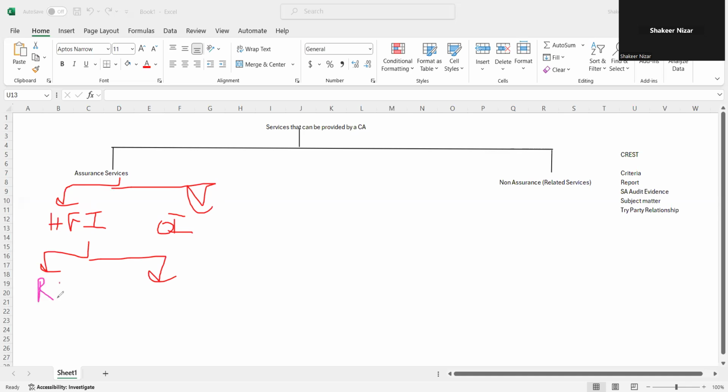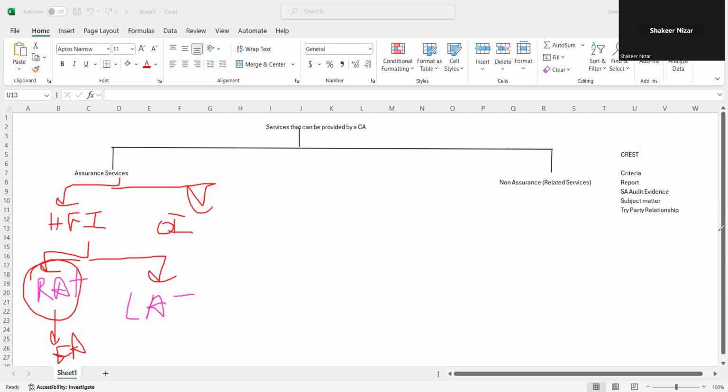Reasonable assurance and limited assurance. Reasonable assurance means external audit. Since we are carrying out the external audit, we provide a reasonable assurance, not an absolute assurance. Reasonable assurance we call a positive level of assurance, and limited assurance is a negative, lower level of assurance, right? So in external auditing, EA, we are providing a reasonable assurance.